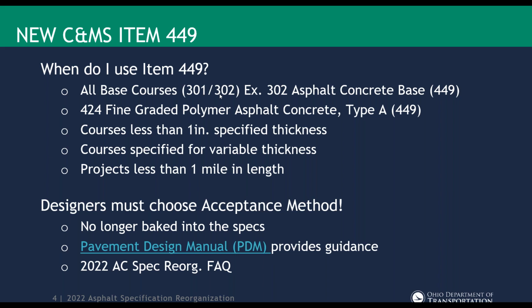Item master will be updated. Those will be the only available items moving forward after the old items are retired. So that'll be the only choice you'll have. Should be pretty simple. Similarly with 424, fine graded polymer asphalt, type A. It's less than an inch always. It only has a roller acceptance. It will always have 449. Item master will be updated to handle that.